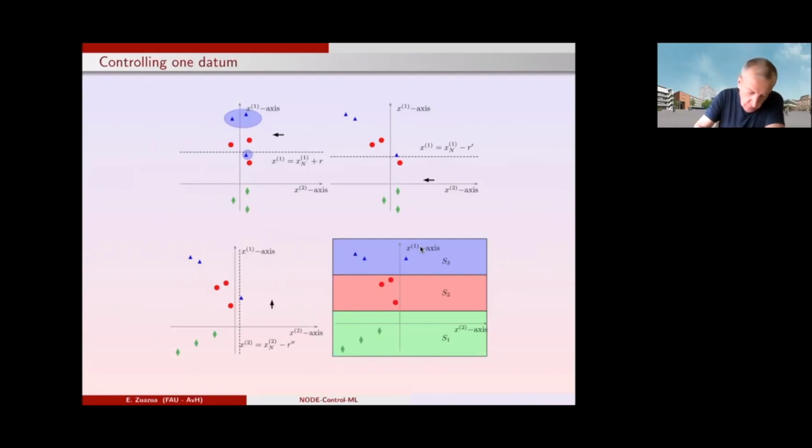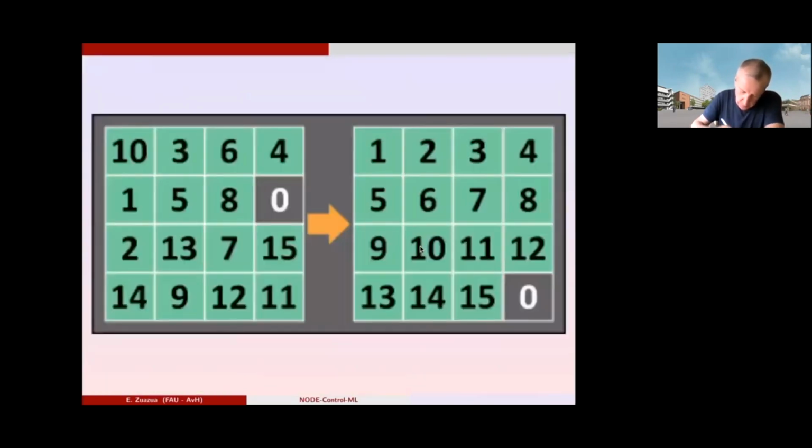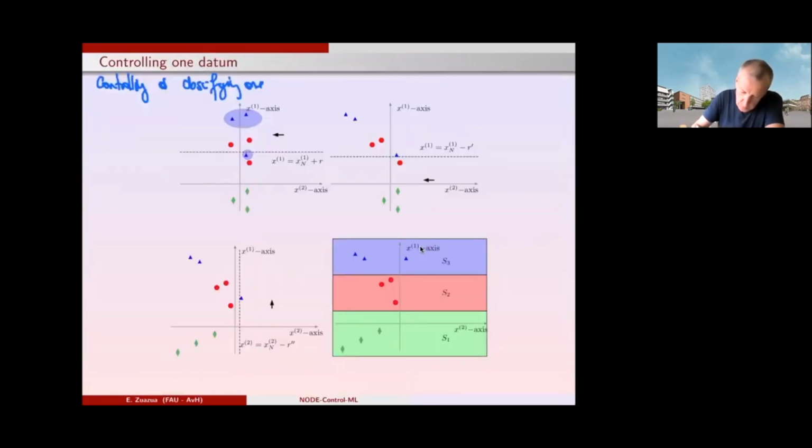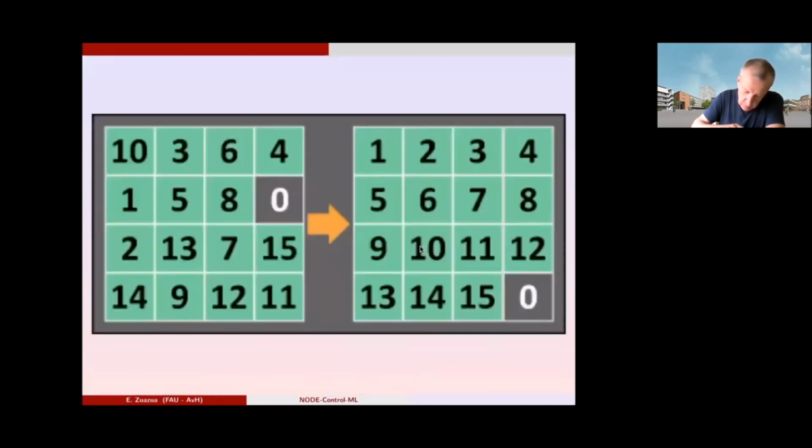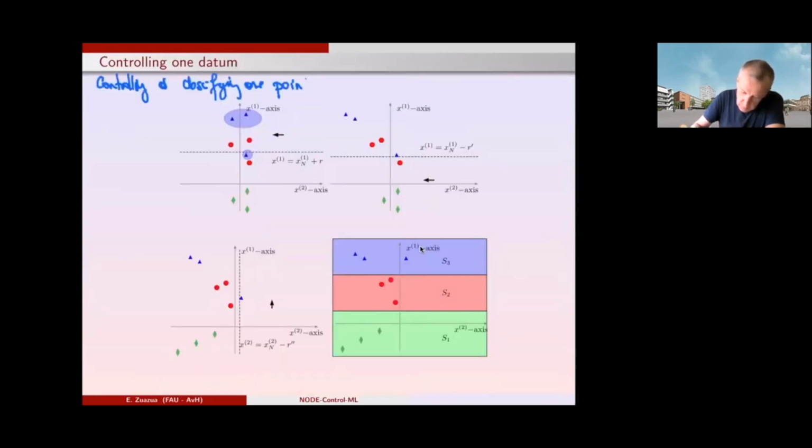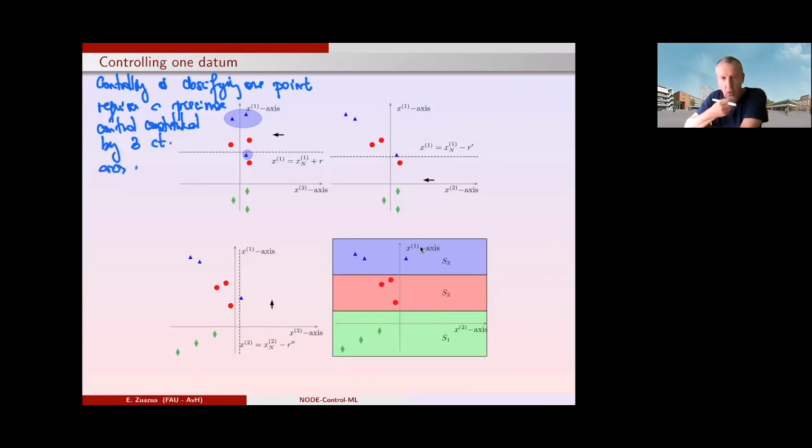So the control here, controlling or classifying one point requires piecewise control constituted by 3 constant arcs. Okay. So how is this control built?